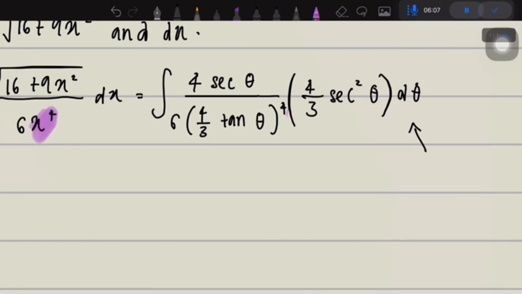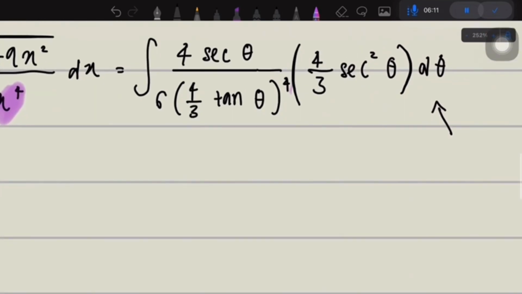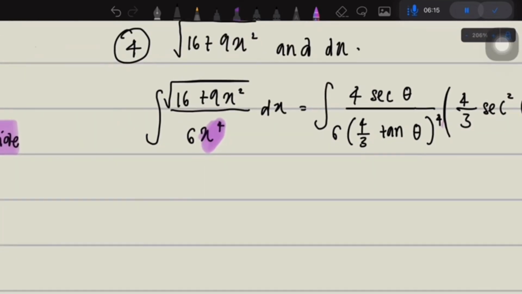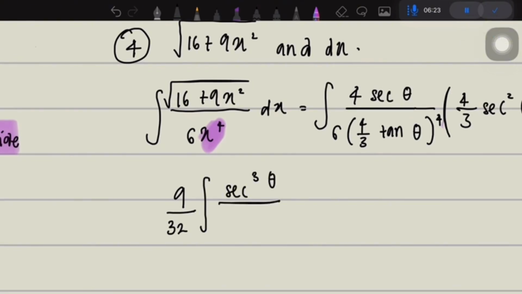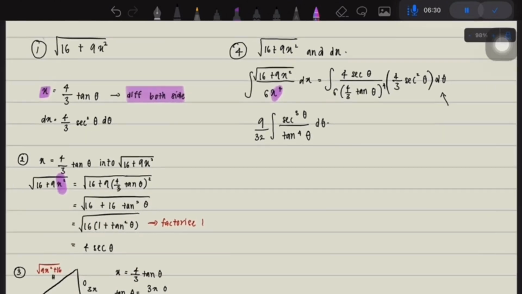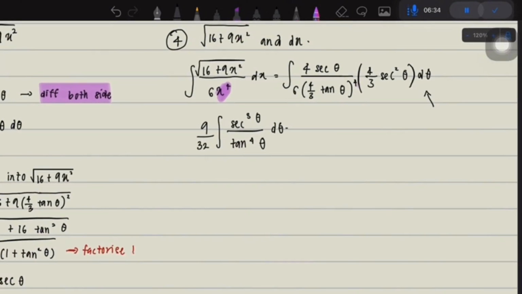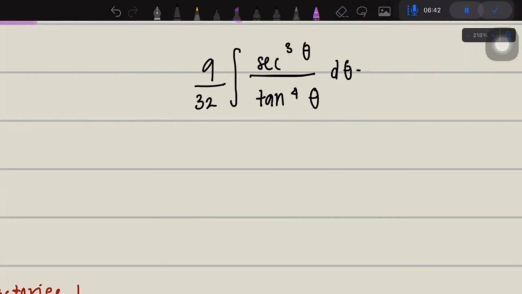From here we can simplify the constant. So we get 9 over 32 integrate secant cube over tangent theta d theta. Right. So the integral becomes a function of secant theta and tangent theta. And the next step is we write using sine and cos.